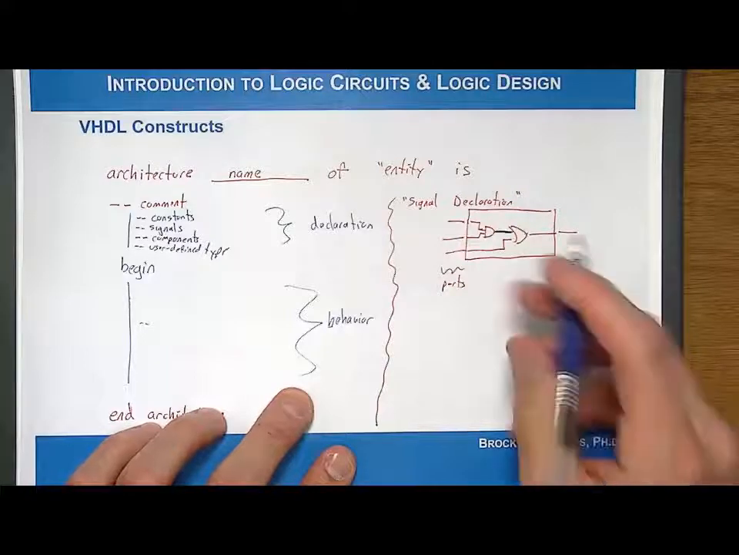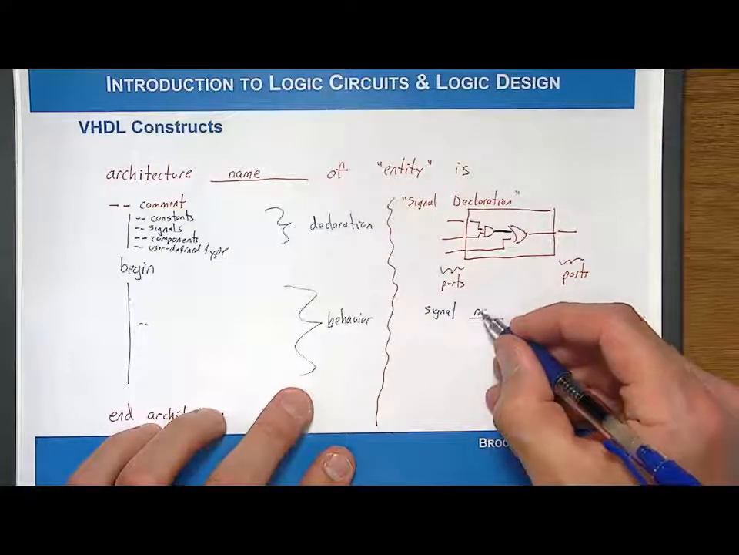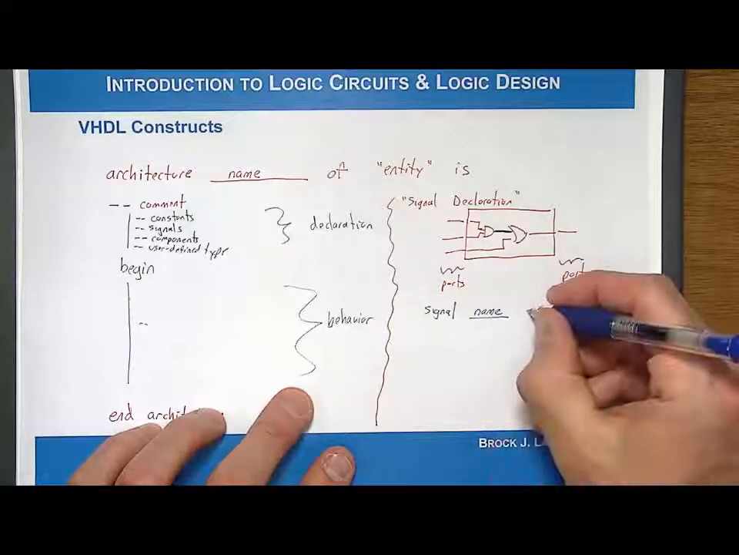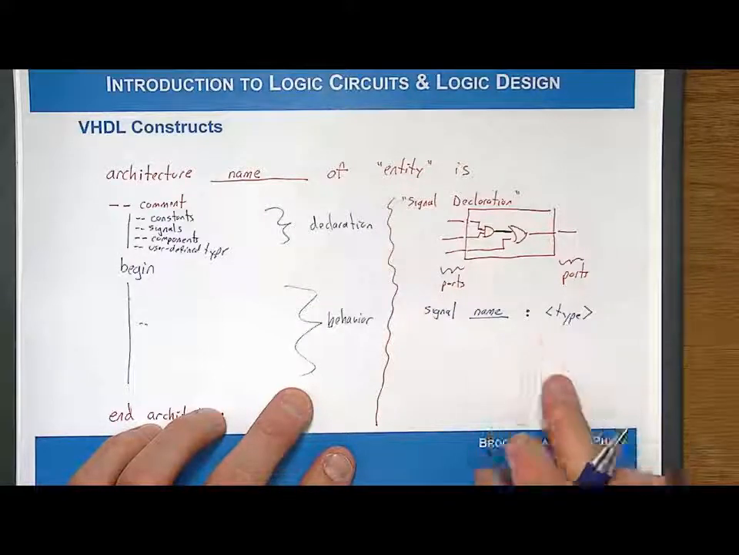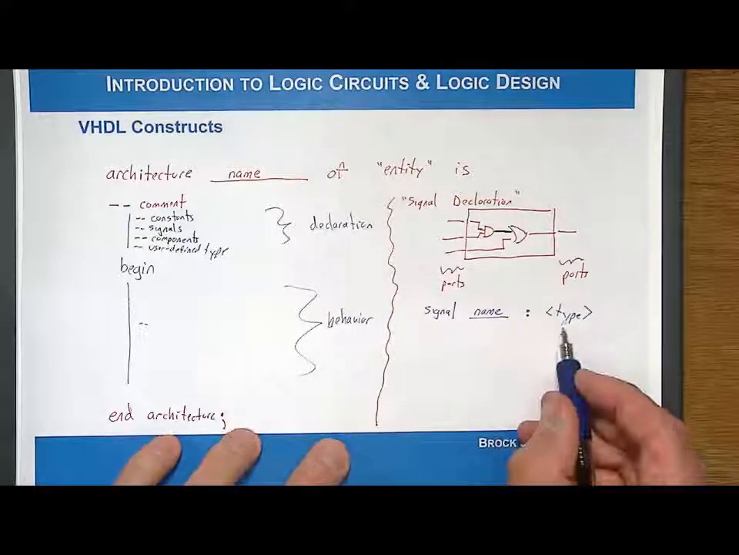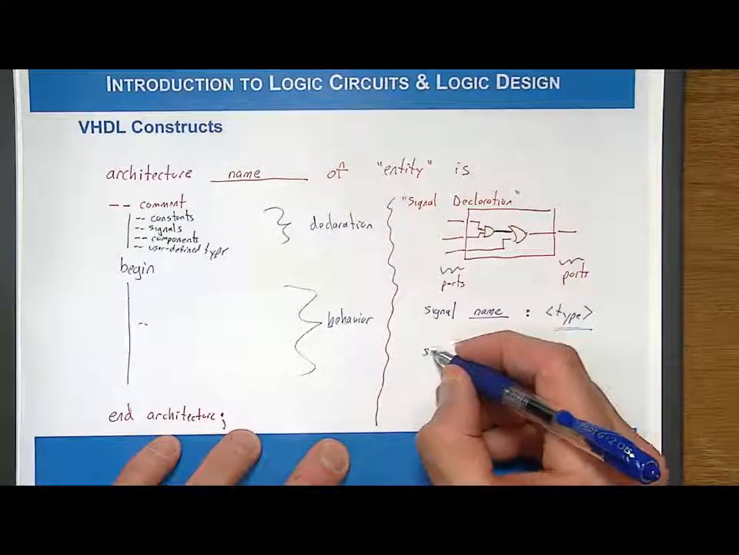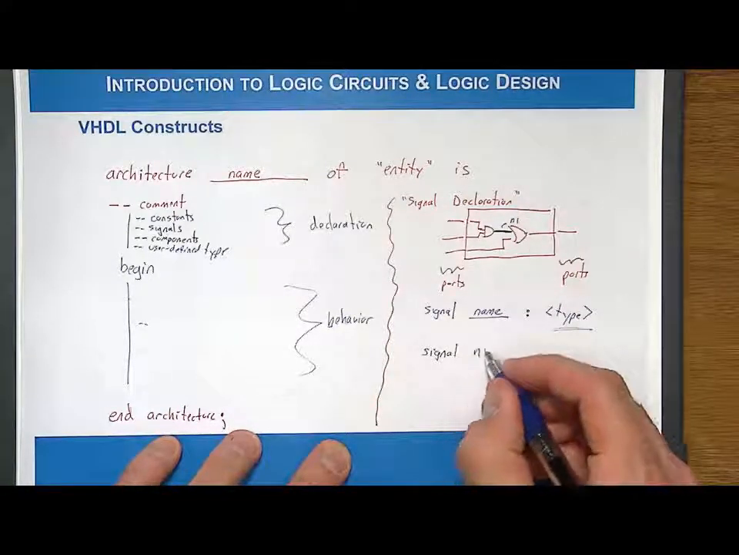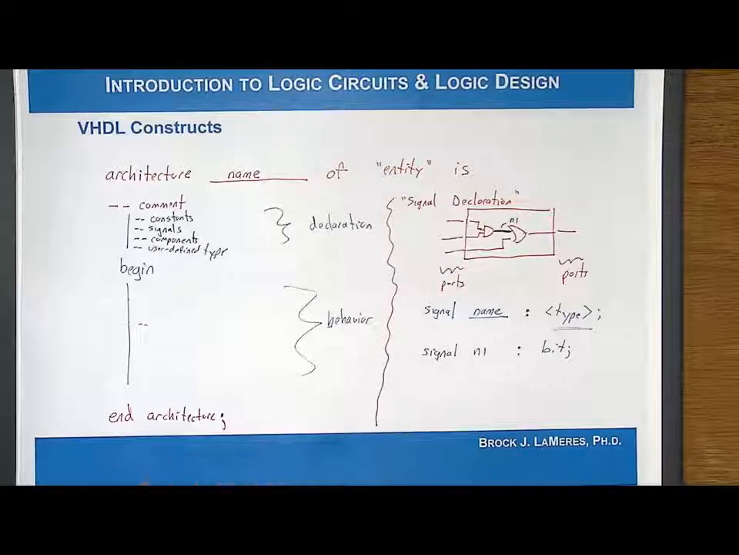So the way that you do this is you say the keyword signal, and then you give it the name that you come up with. Whatever: internal, N1, N2, whatever name you want. And then all you really need is a colon and the type. I put this in less than and greater than signs to indicate that this is a required characteristic of the signal. So I could say, let's say I wanted to declare that as N1 for node 1, I'd say signal N1, colon, of type bit, semicolon. So that's how you declare a signal.